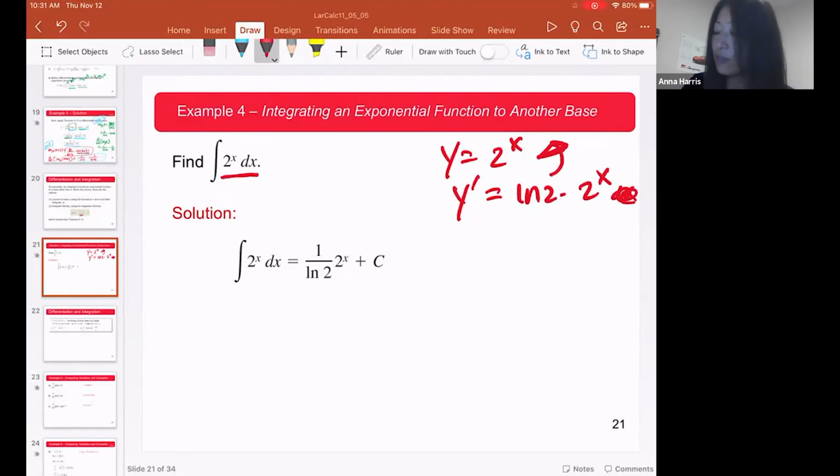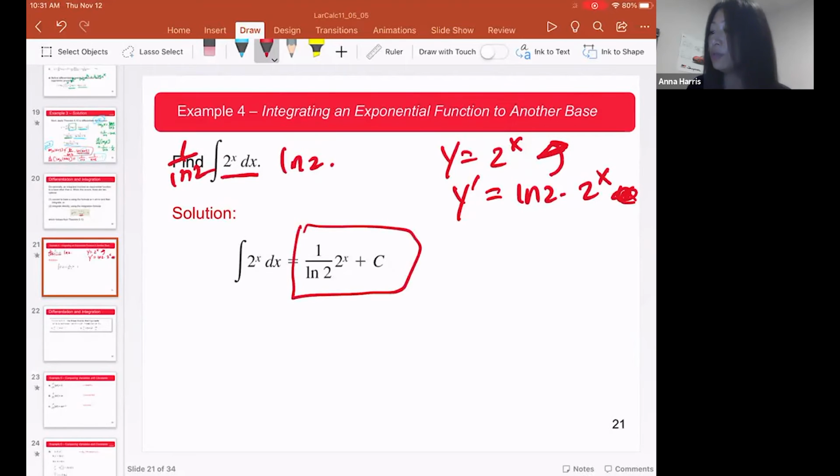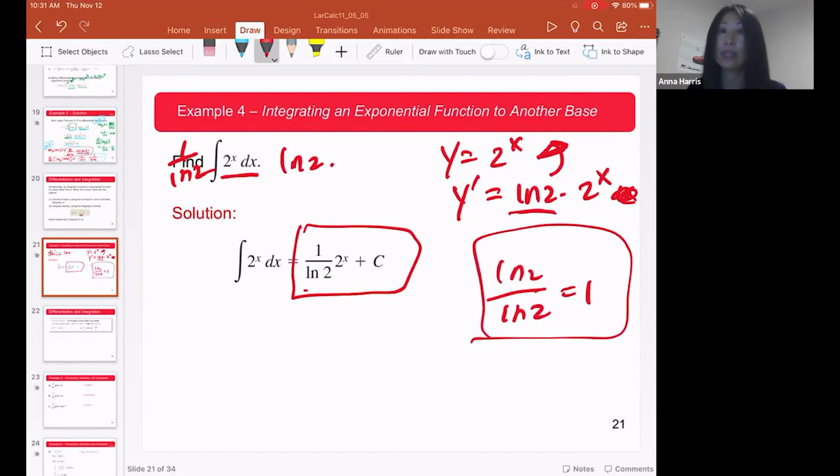But I don't have that natural log of 2 here. So I will multiply by natural log of 2, and then I will divide by natural log of 2. So that is why you have 2 to the x over natural log of 2, plus c. Does it make sense to you? Does it make sense why we have this? You're matching it, and you don't have that, then you apply the coefficient, and then you divide by that coefficient, because natural log of 2 divided by natural log of 2 is 1. I'm not changing my problem.